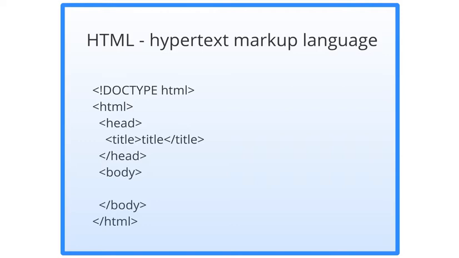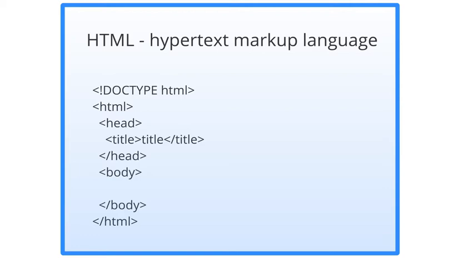The first line here lets the browser know which version of HTML is being used. It is the document type declaration. This declaration lets the browser know to expect an HTML version 5 document. The HTML element is the container for all the other HTML tags.